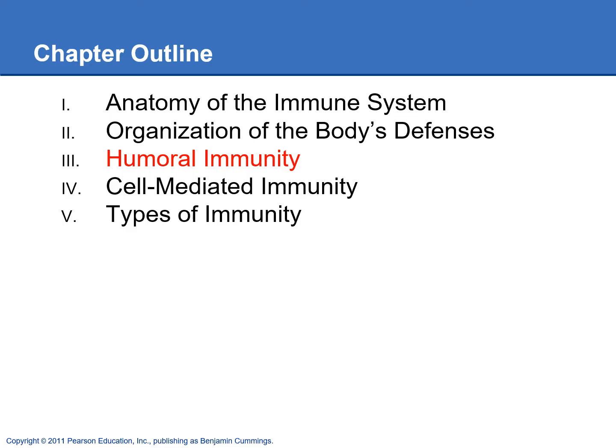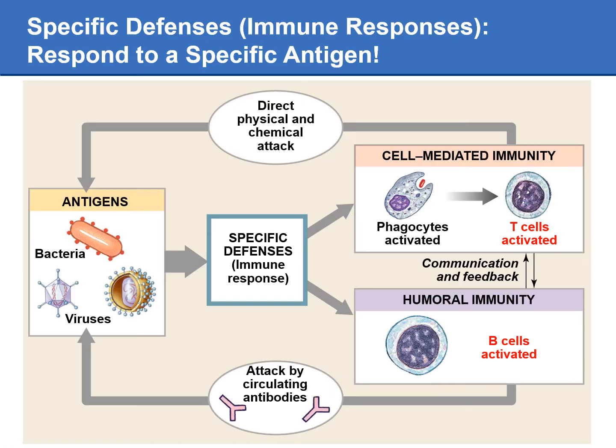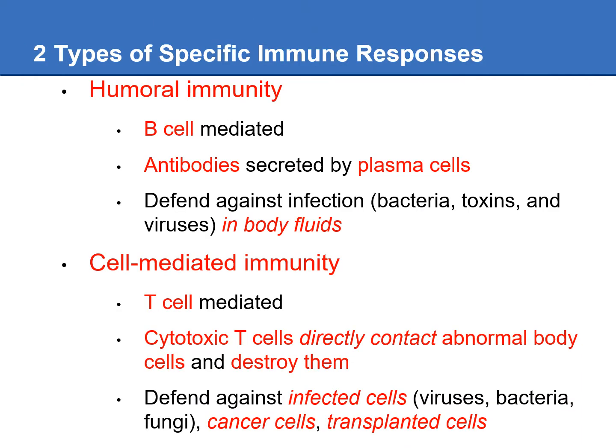We're going to look at humoral immunity next. The specific immune response is very specific to which pathogen it's going to react to. So we have our T lymphocytes and B lymphocytes, and they're all going to be very specific for which pathogen they recognize. So in the specific immune response, we've got two branches. We have humoral immunity and cell-mediated immunity.